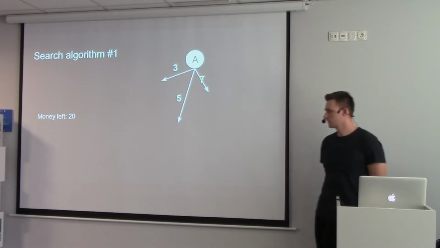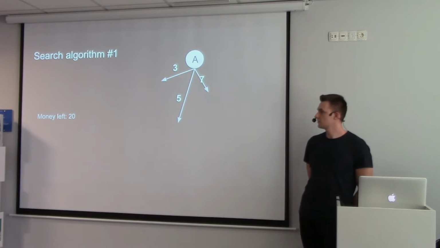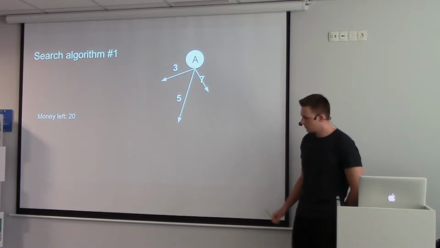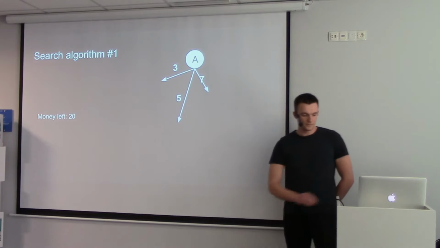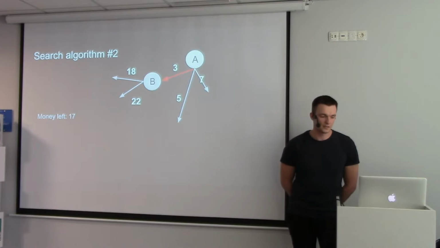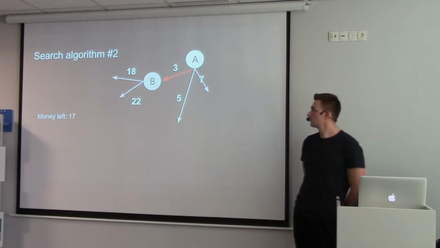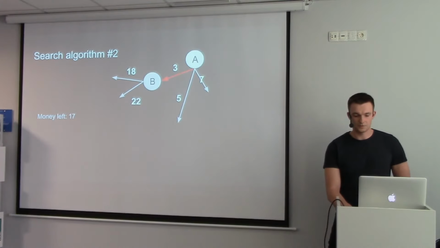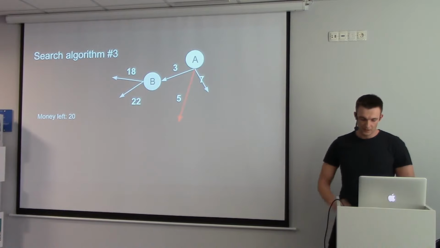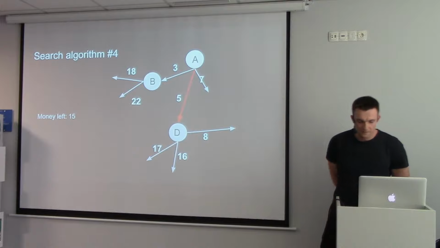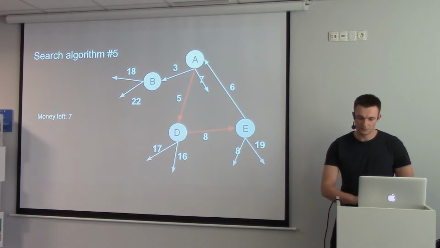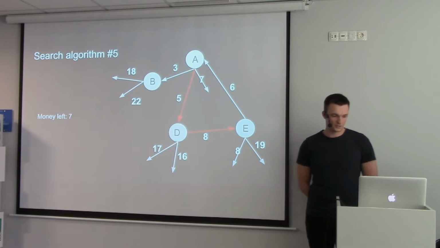So here is an example of such a search. Let's assume that we've got 20 euros to spend, and we're starting at point A. We can choose the path with the cost of 3 euros. We are going to point B. And from point B, there is no flight that is below 17 euros. So we need to return to our point A. We choose the other flight, and we fly for 5 euros to point D. From point D, there's only one flight to point E, which we choose. And at point E, we've got 7 euros left.